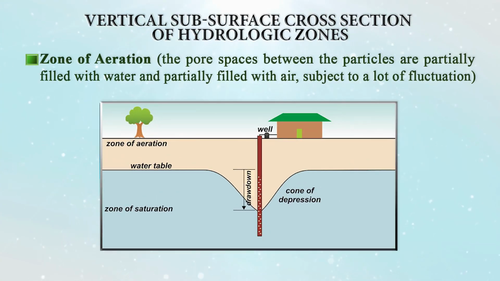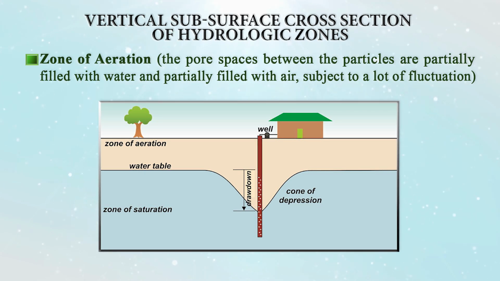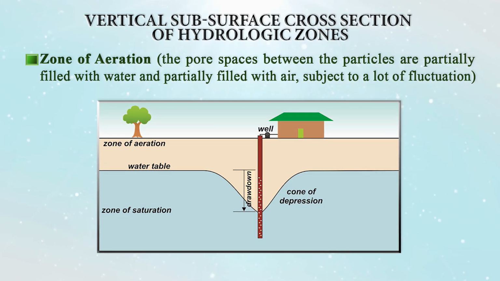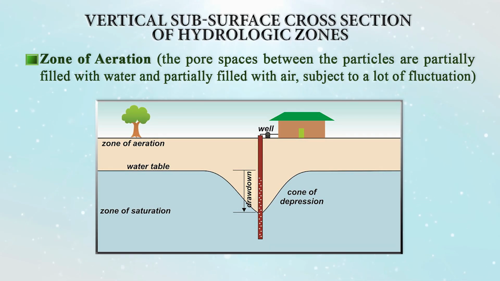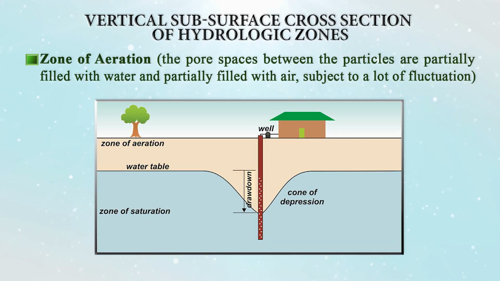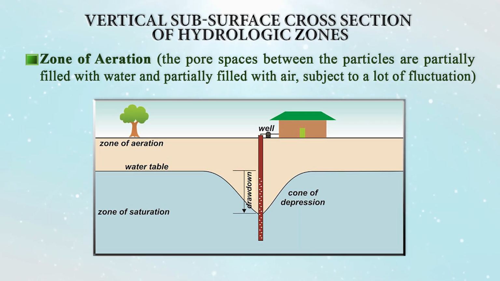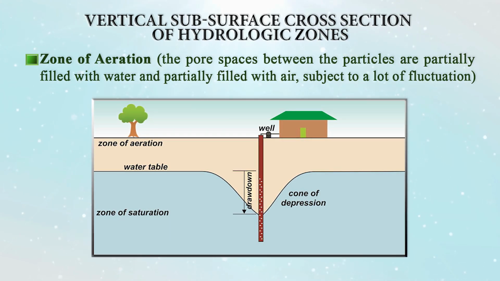Now let us go through this vertical subsurface cross section of hydrological zones. The first zone is called the zone of aeration, where the pores between the particles are partially filled with water and partially filled with air, and it is subject to a lot of fluctuation, because when there are heavy rains so much water is absorbed in this layer, and slowly the water percolates downwards. The water is also absorbed by plants, and so the water fluctuates in this layer.